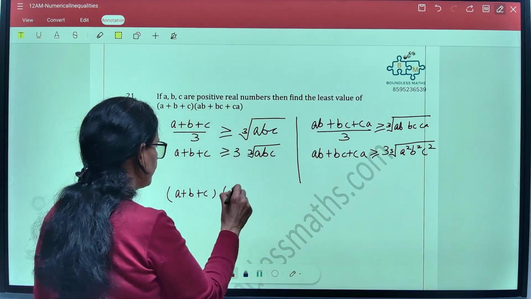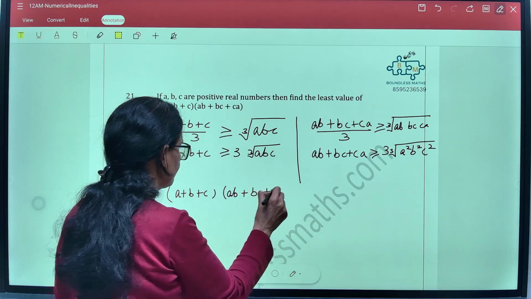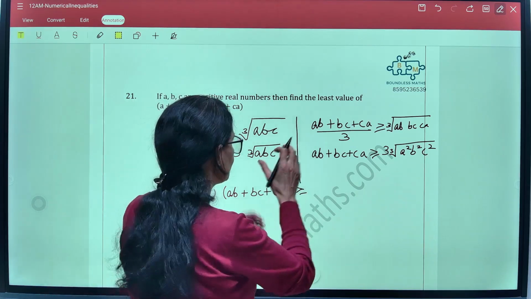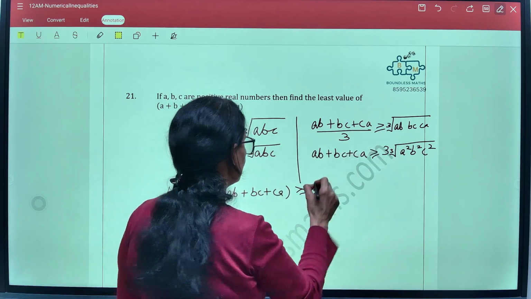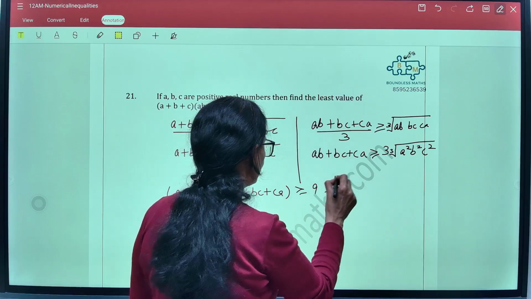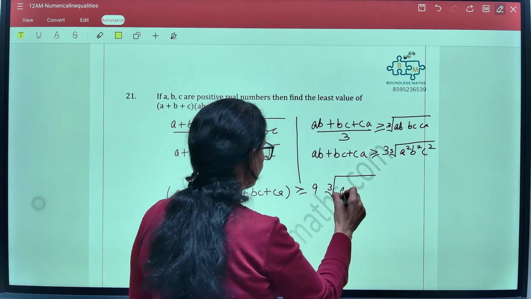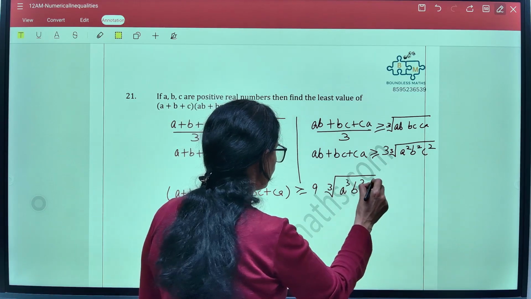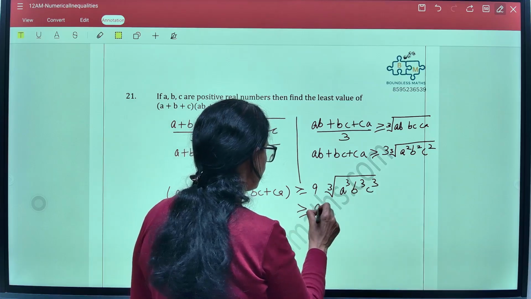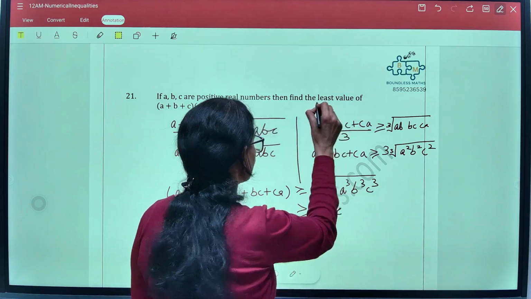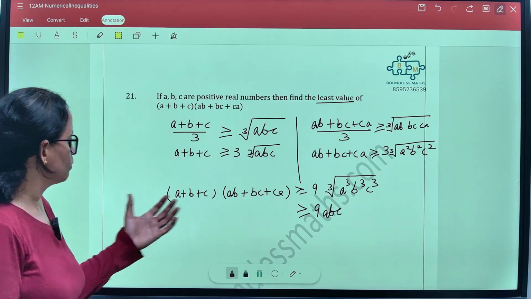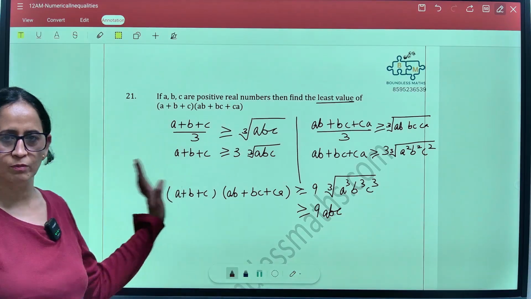Now if we multiply both these inequalities, we get what was given in the question. (A plus B plus C) into (AB plus BC plus CA) is greater than or equal to the product of these two, which will be 3 into 3 is 9, and then the cube root of A into A square becomes A cube, B cube, C cube. So that means this is greater than or equal to 9ABC. So this is the least value that is possible for the product of whatever is given in the two brackets.